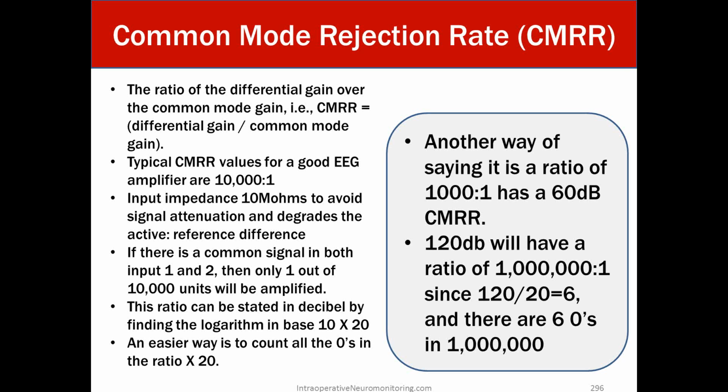Another way of saying it: if the ratio is 1,000 to 1, that is a 60 decibel CMRR. 120 decibels will have a ratio of 1 million to 1, since 120 divided by 20 is 6, and there are 6 zeros in 1 million.